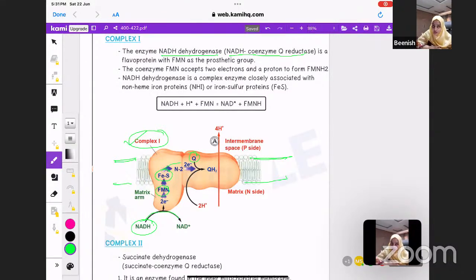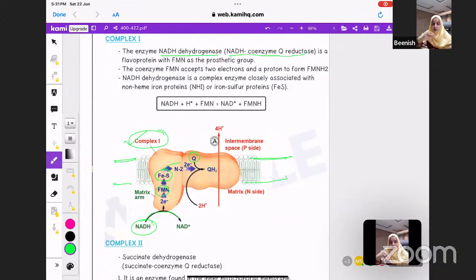So coenzyme Q is going to take the electron from iron sulfur complex. So you don't have to remember the various components inside the complexes. Simply understand that your NADH is going to come and give the electrons to complex 1. That is more than enough.